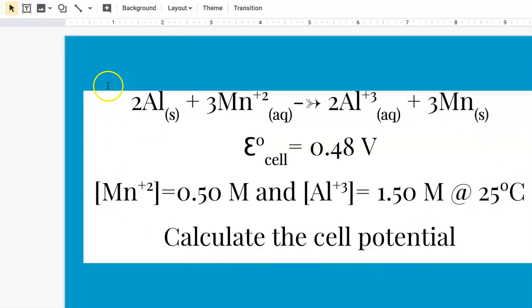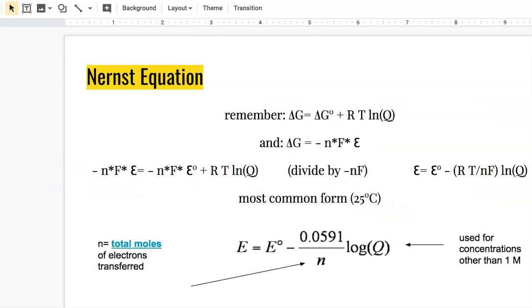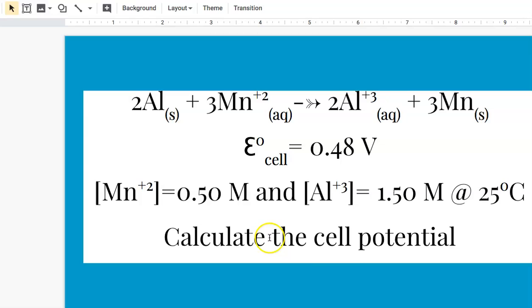So here we have an example problem. We have aluminum reacting with Mn plus 2 to make Al plus 3 and Mn as a solid. The standard cell potential is 0.48. But you can see we have some non-standard concentrations. So you're going to use the Nernst equation to solve this problem. In case you haven't picked up on it yet, again, I would like you to pause and try for yourself. When you're ready, we'll go to the next slide.